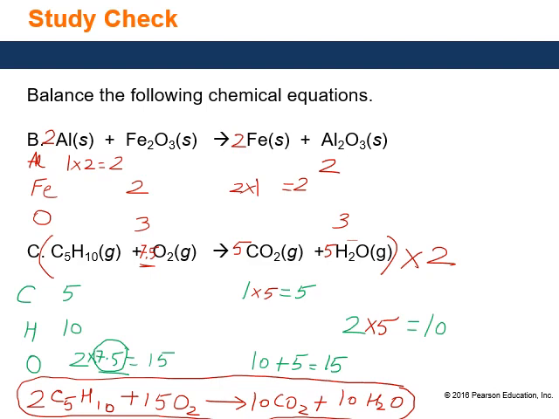Another thing that I would like to mention, how do you know these coefficients are good? Your stoichiometric coefficients should always be the smallest ratio possible. So 2 is to 15 is to 10 is to 10. I cannot go any smaller than that. And all of these are whole numbers. So that would be my final answer for this particular reaction.